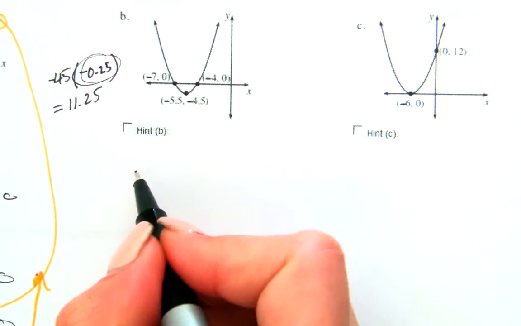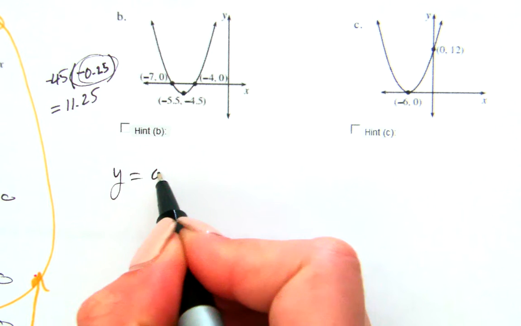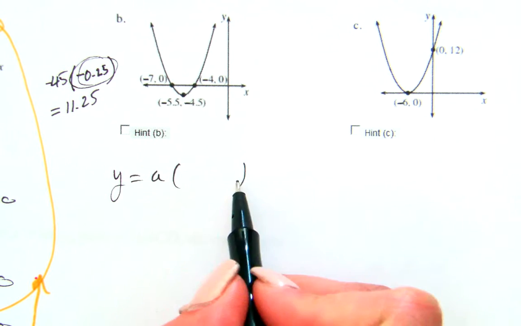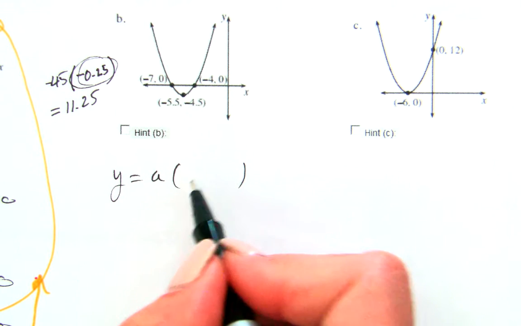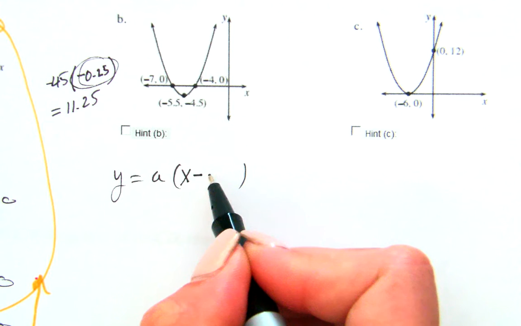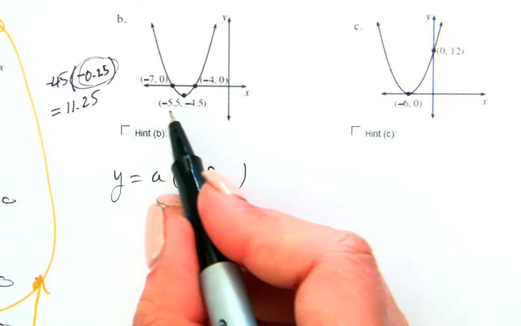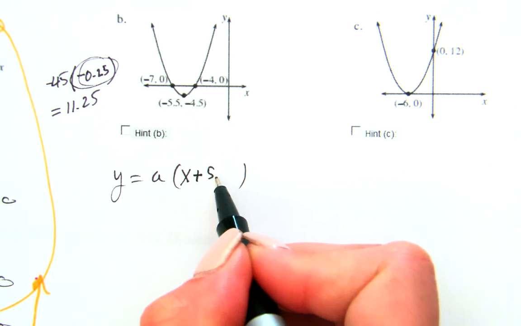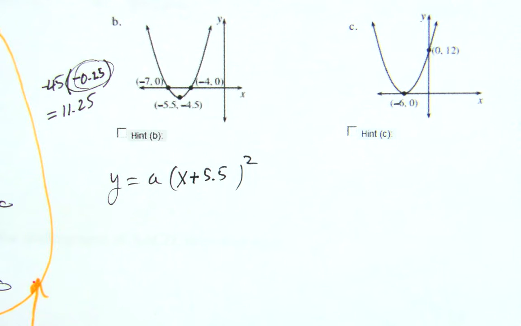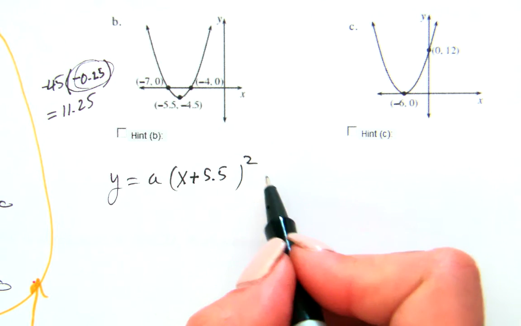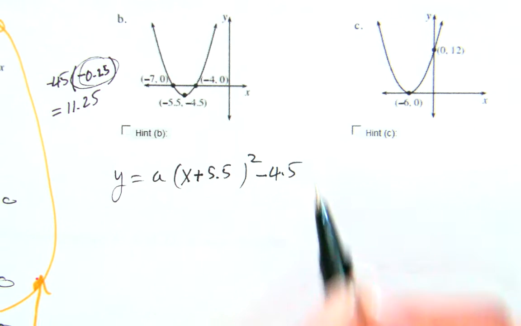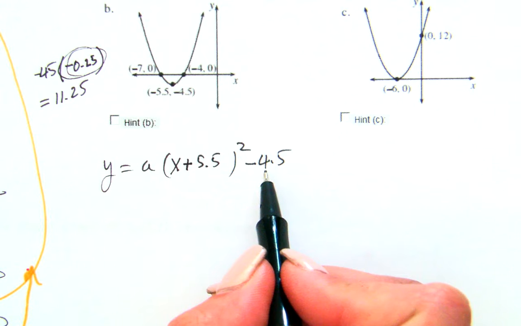Since you have a vertex, you can plug it into the graphing form of the equation, which gives you a times x minus 5. Oh, we're going to the left, so that's plus 5.5 squared minus 4.5. Okay, so that's what you start with.